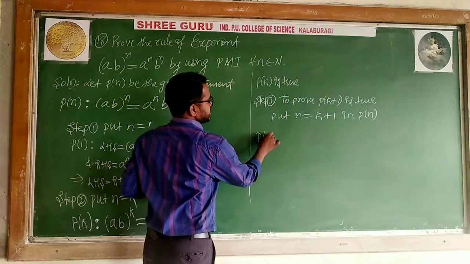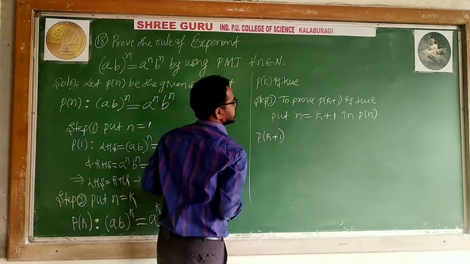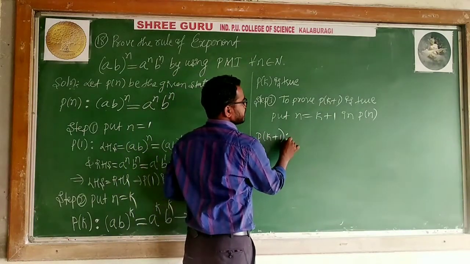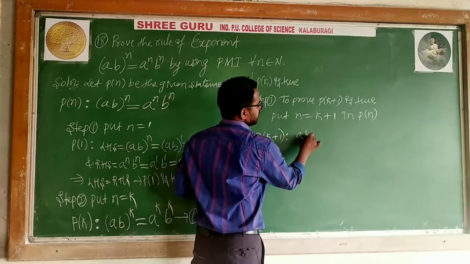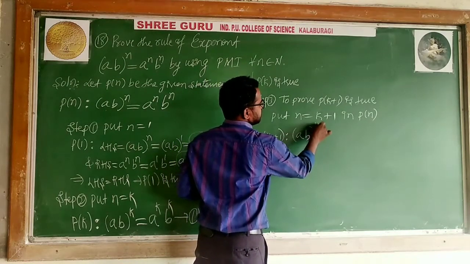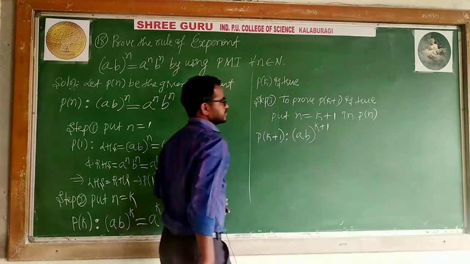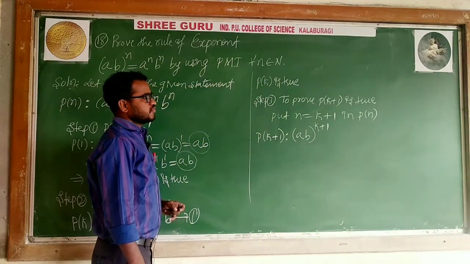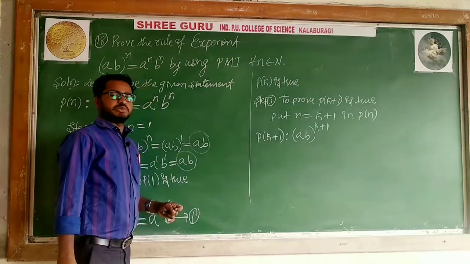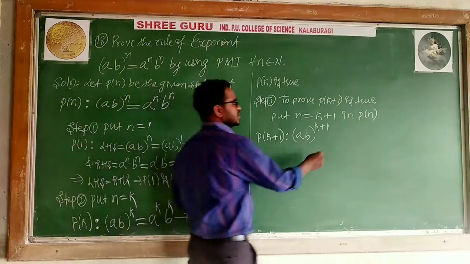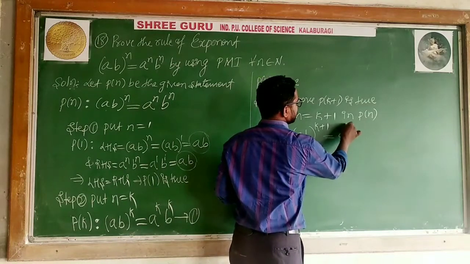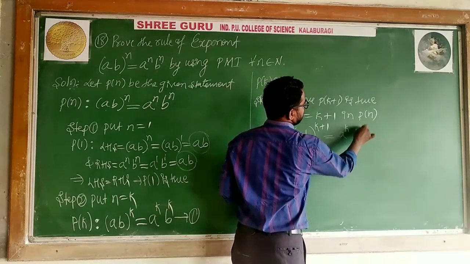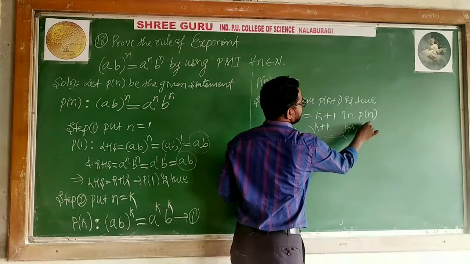P of k plus 1, n. Yes. Now, what is (ab) whole to the power n? It is k plus 1. (ab) whole to the power n is k plus 1. So what do we need to prove? We need to prove (ab) whole to the power k plus 1 equals a to the power k plus 1, b to the power k plus 1.